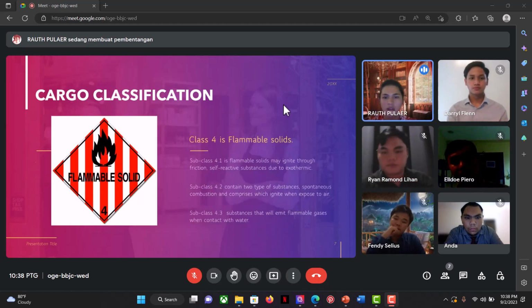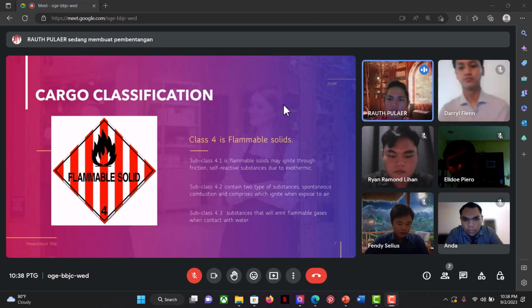So next is class 4, which is flammable solid under flammable. In class 4, there are 3 subclasses. Subclass 4.1 is flammable solid that may ignite through friction, or self-reactive substance due to exothermic. Exothermic means a self-heating kind of condition, or a surrounding area that is really hot. Subclass 4.2 contains 2 types of substance, spontaneous combustion and compression, which ignite when exposed to air.